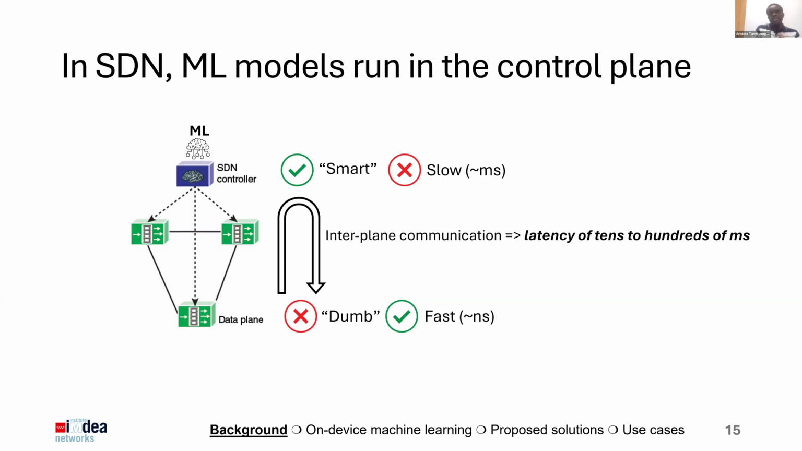So this is the main thing that we are targeting in this work on on-device machine learning. We want to eliminate this interplane latency, which is of the order of tens or hundreds of milliseconds, and introduce machine learning directly into the data plane components so that we can run machine learning at nanosecond or at most microsecond levels of latency. So that's the main motivation.